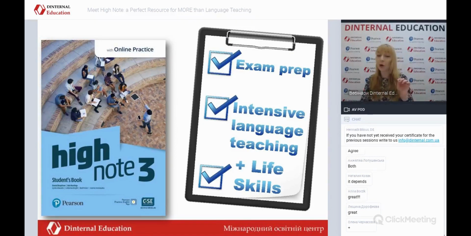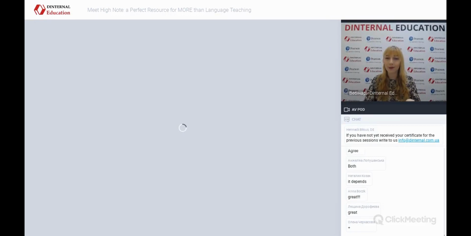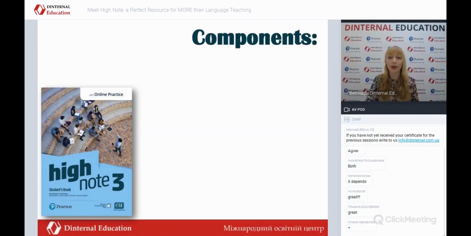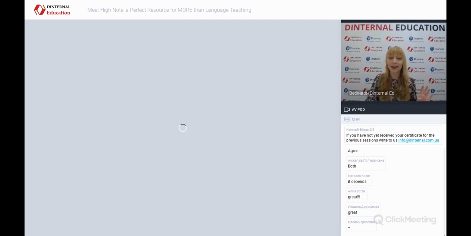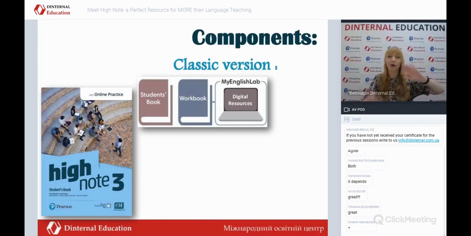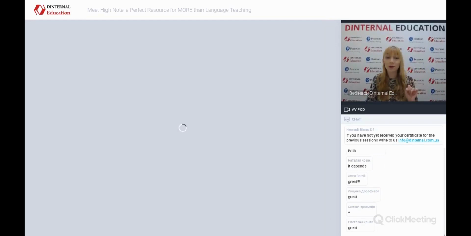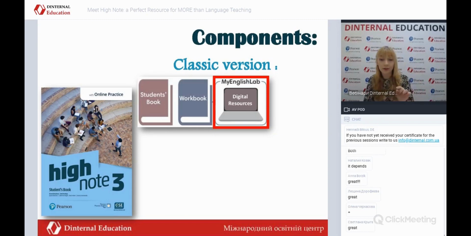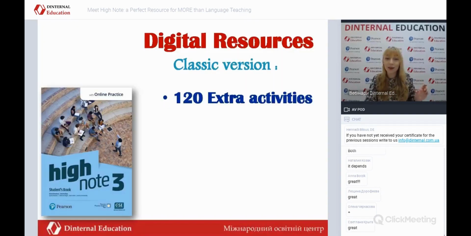And just very quickly, I will mention something that somebody asked about, talking about components for the upper secondary school course. Just an extra cherry on top for you, for High Note. So we all know there is this classic version of the book, student's book and workbook. And with High Note, you also get digital resources and My English Lab. So paper student's book, paper workbook, and something extra. Let's see what extra you get. What are these digital resources?